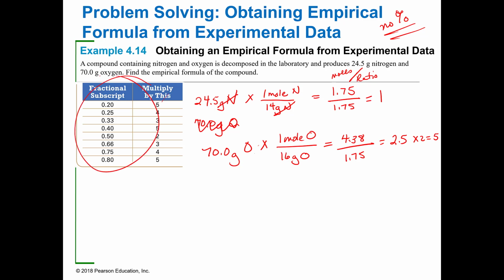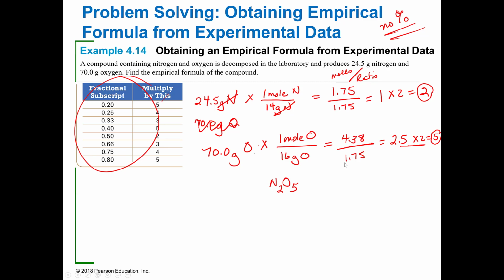This little chart shows you what you can do, but I'd usually just do 2 and then 3 and then 4 and then 5 if I can't do it in my head. Whatever I do to this one, though, I've got to be sure that I do it to this one as well. So I get 2 moles of nitrogen for every 5 moles of oxygen. So my empirical formula is going to be N2O5. And that's the empirical formula of dinitrogen pentoxide.